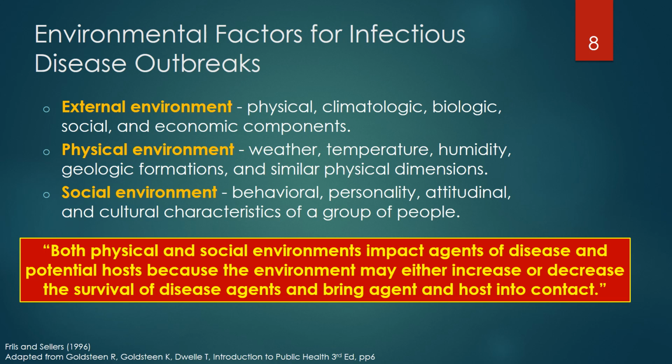Friss and Sellers discussed the environmental factors to consider during an infectious disease outbreak. The external environment is a sum total of influences that are not part of the host and comprises physical, climatologic, biologic, social, and economic components. The physical environment includes weather, temperature, humidity, geologic formations, and similar physical dimensions. The social environment is the totality of the behavioral, personality, attitudinal, and cultural characteristics of a population. Both physical and social environments impact agents of disease and potential hosts, since the environment may either increase or decrease the survival of disease agents, influencing the transmission potential between agents and hosts.